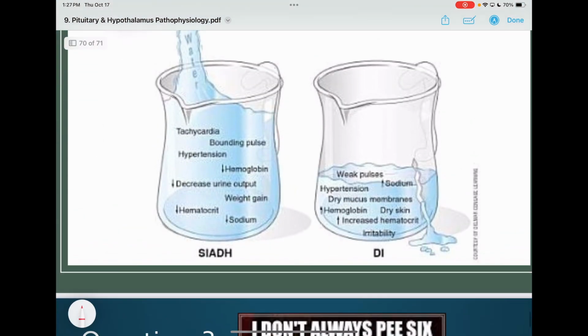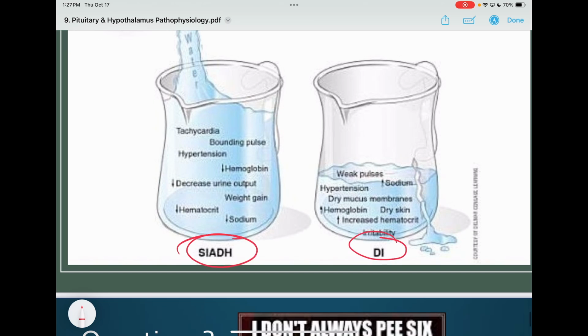So here's your summary slide between SIADH versus DI. How much urine do they produce? Where's the water? Make sure you understand the difference between SIADH and DI.